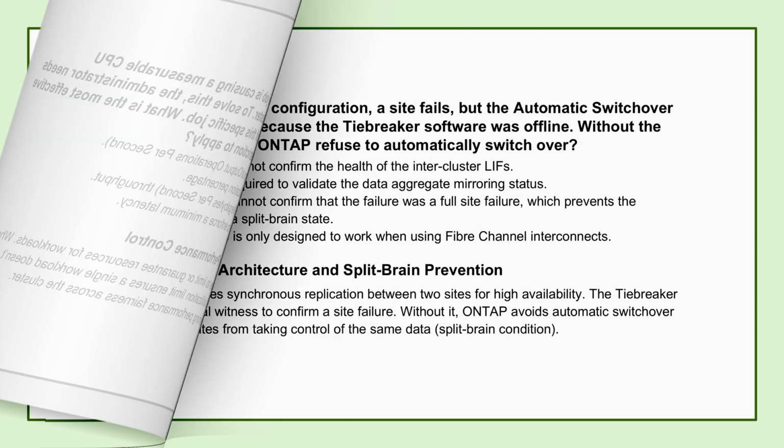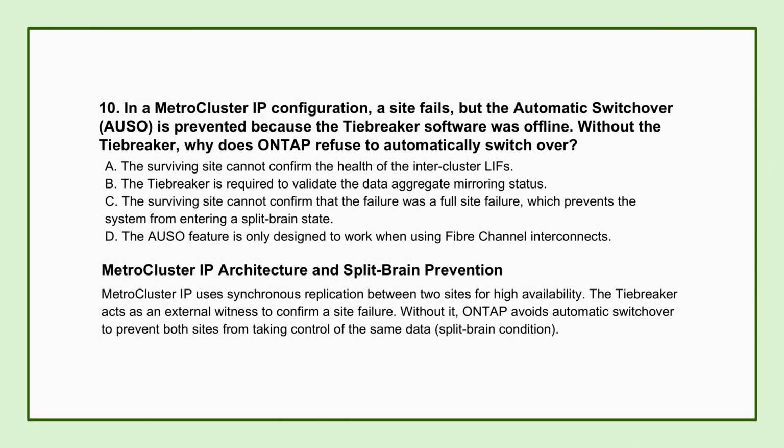Makes sense. Okay, final big architecture topic. MetroCluster. Specifically MetroCluster IP and disaster recovery scenarios. Like high-stakes stuff, keeping data available across sites. Definitely. So imagine a MetroCluster IP setup. One site experiences a major failure, it goes down. But automatic switchover, AUSO, which should kick in, is prevented. It doesn't happen. And the reason given is that the tiebreaker software, that third-party witness component, was offline at the time. The tiebreaker was down.